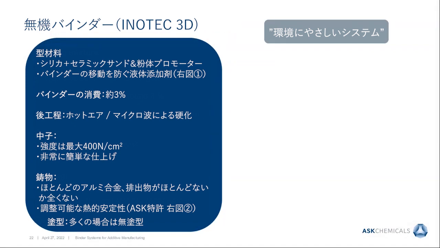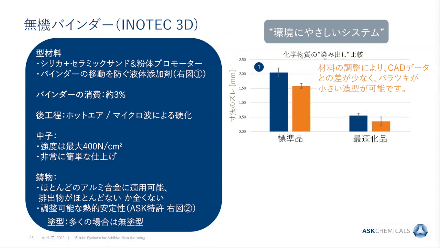So what does this additive actually do? This diagram shows you the dimensional deviation of printed parts. That means that according to CAD data, there is a certain dimension we want to achieve, but due to what is referred to as bleeding, parts tend to get bigger than they actually should be. But with this liquid additive added, this deviation from the desired geometry can very much be controlled.